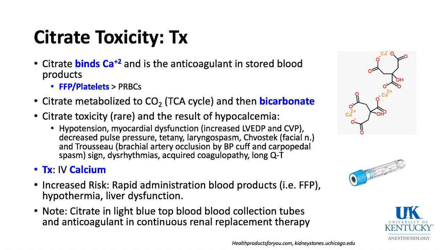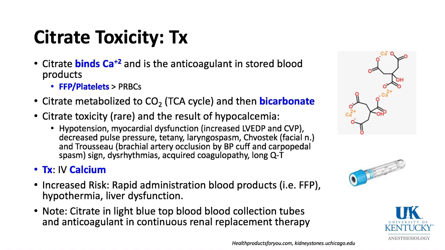And many people forget that it's not only in packed red blood cells, but there's even a lot more apparently in FFP and platelets. So all of our blood products, FFP, platelets, and packed red blood cells, have citrate, and citrate binds calcium. Now, what happens to the citrate when it's administered to a patient? It is metabolized by a functioning liver in the TCA cycle to carbon dioxide. And then if you have the normal enzymatic function of your carbonic anhydrase, it's converted to bicarbonate. So citrate ultimately becomes bicarbonate, similar to what lactate with a functioning liver becomes bicarbonate.